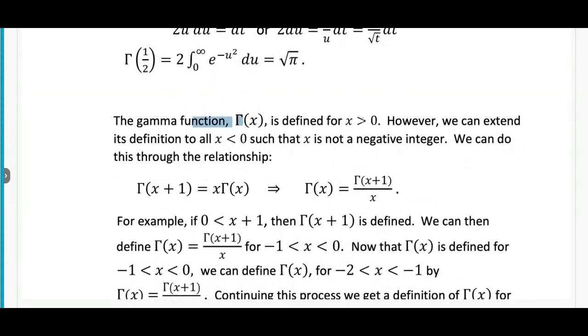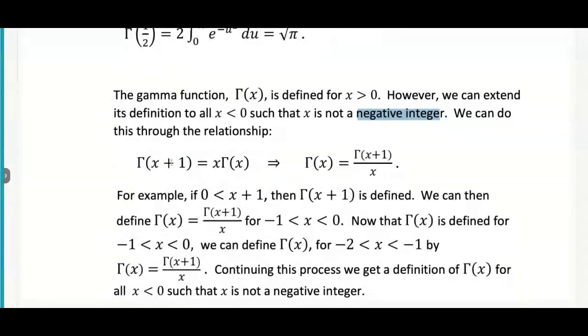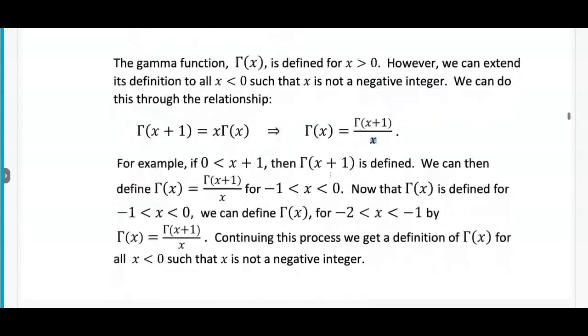The gamma function is defined for positive values of x. However, we can extend its definition to negative x such that x is not a negative integer. It could be negative one half. We can do this through the relationship gamma of x plus 1 equals x times gamma of x. Then for gamma of x, we divide by x on both sides: gamma of x equals gamma of x plus 1 divided by x.